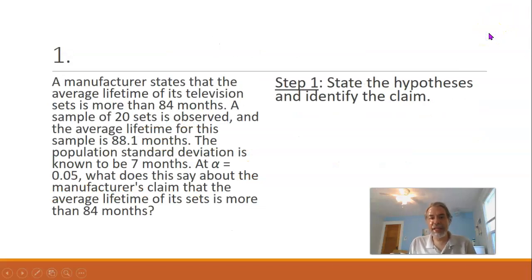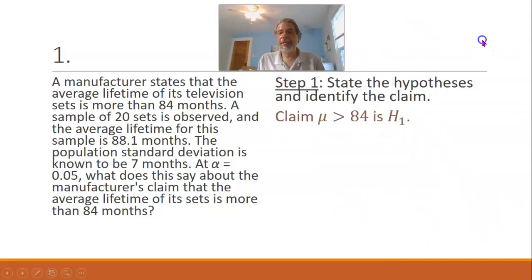Now let's work through the steps of the hypothesis testing procedure. Step 1, state the hypotheses and identify the claim. So we said that the claim was that mu is greater than 84. And that would be the alternative hypothesis, because it doesn't have an equal sign, it has a greater than sign. So if we write that with an equal sign, mu equals 84, that's going to be our null hypothesis.